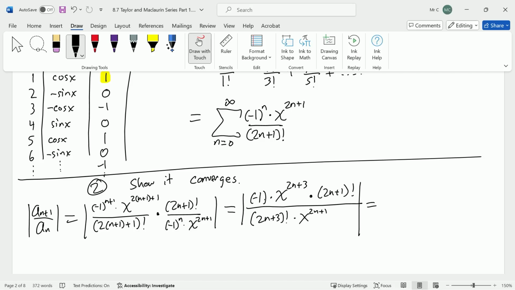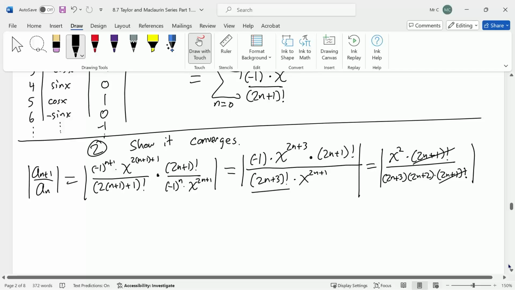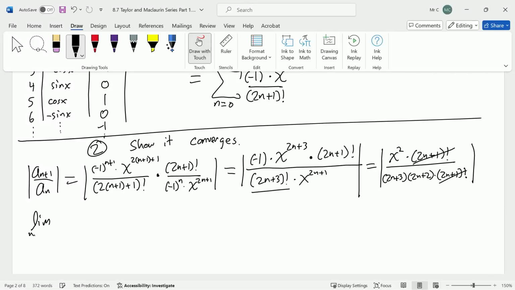Now I'll simplify a little bit further. When I take the absolute value, that negative is going to disappear, so I'll just disappear it now. X to the 2n plus 3 over x to the 2n plus 1. I subtract my exponents, leaves me with x squared times 2n plus 1 factorial over, and the 2n plus 3 factorial we can expand to 2n plus 3 times 2n plus 2 times 2n plus 1, and so forth. So this will be a factorial, and those cancel. And so now I'm going to jump straight into taking the limit.